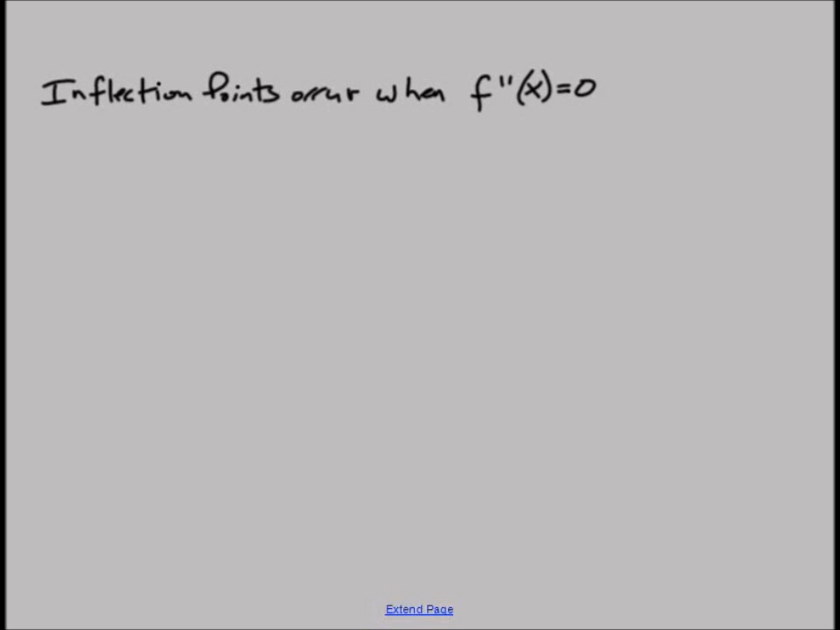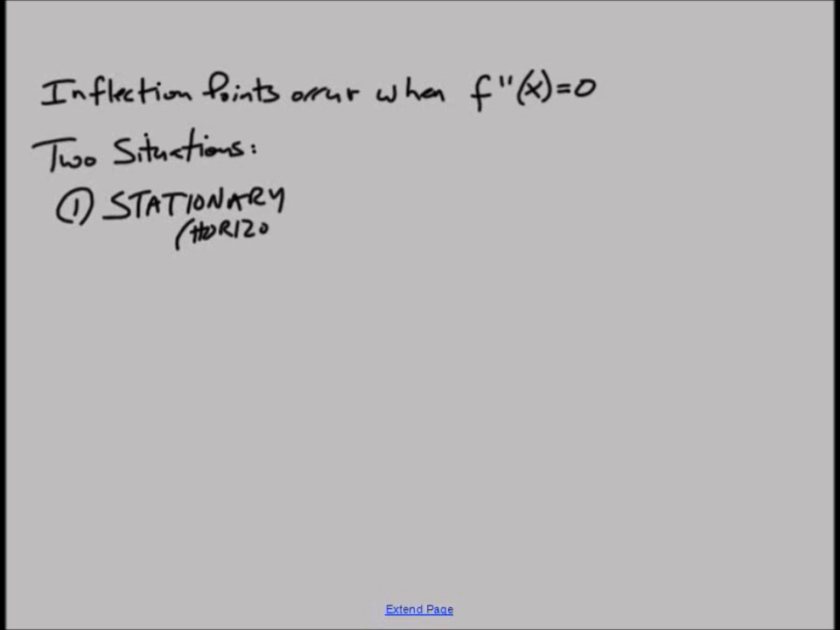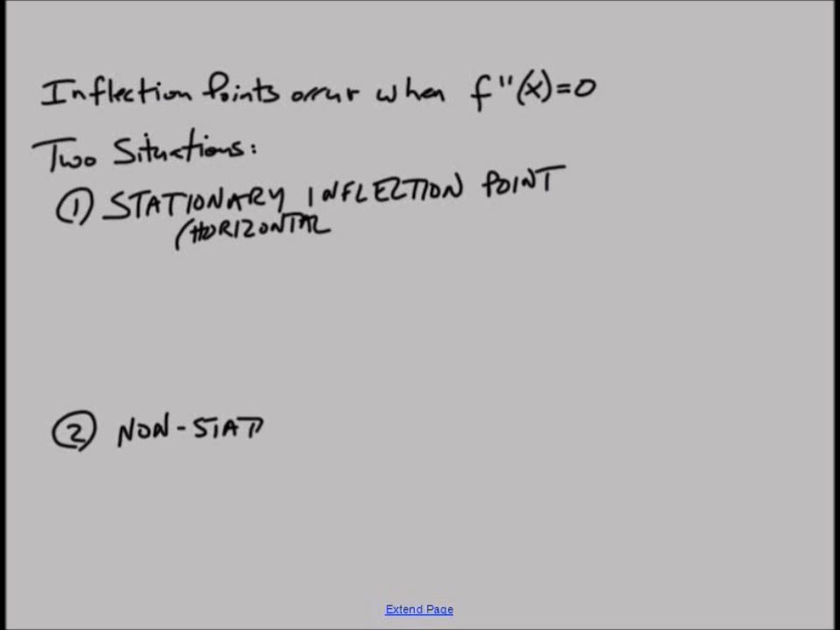So you would find the first derivative, find the second derivative, set that equal to 0, and see what x values make that happen. There's two situations. A stationary inflection point. This means horizontal. And a non-stationary inflection point. So not horizontal.